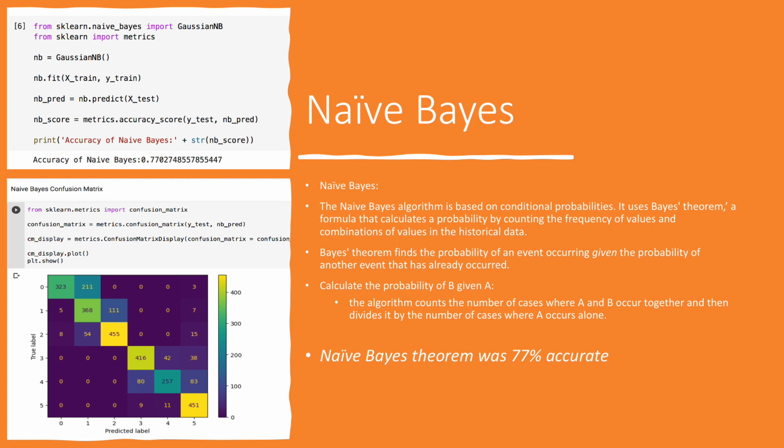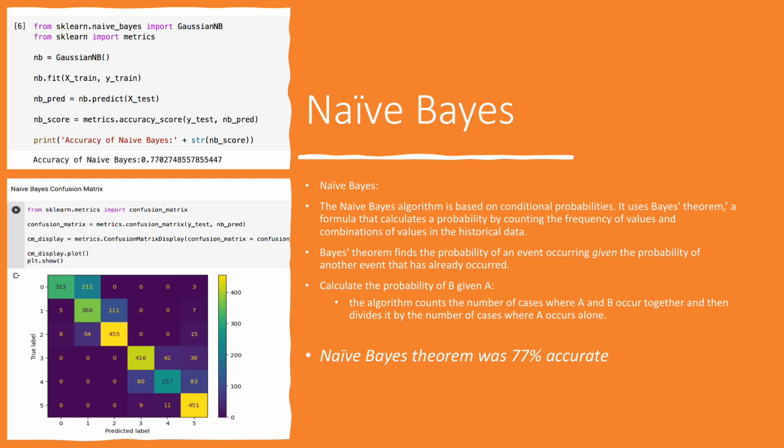Our x_test, again, we know that these are our independent variables. nb_score equals metrics.accuracy_score(y_test, nb_predict). That's saying give us the accuracy. Our y_test is our actual data. These are our actual y's, and compare that to what we predicted. And we can see the accuracy here is 77%.